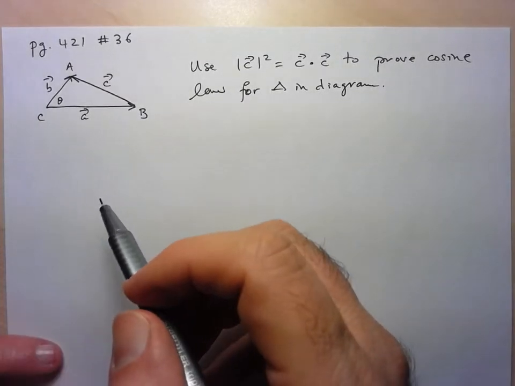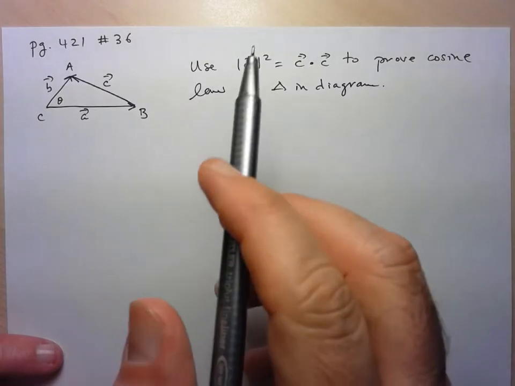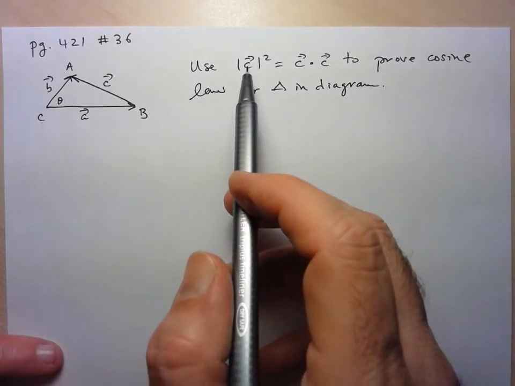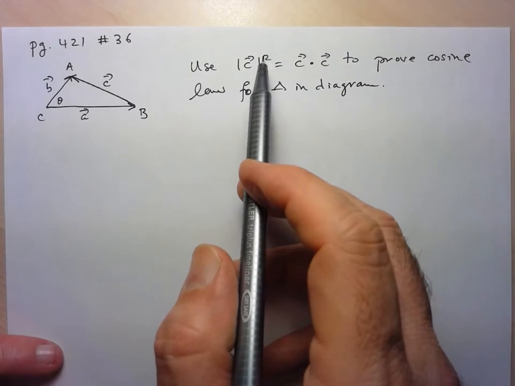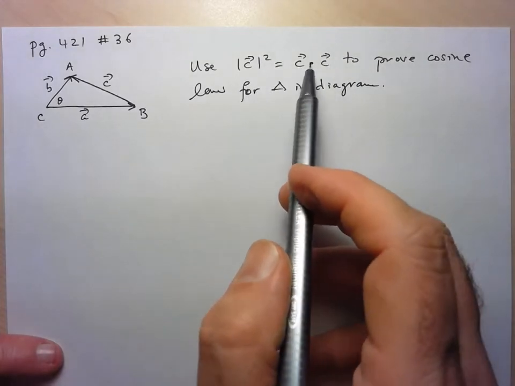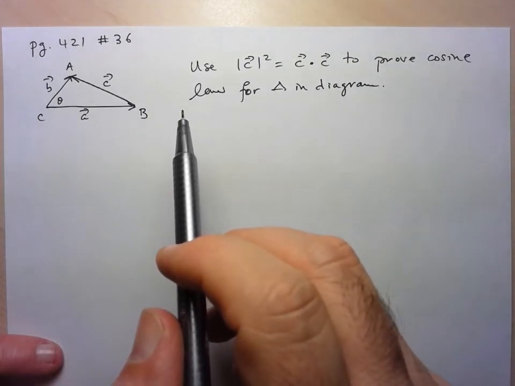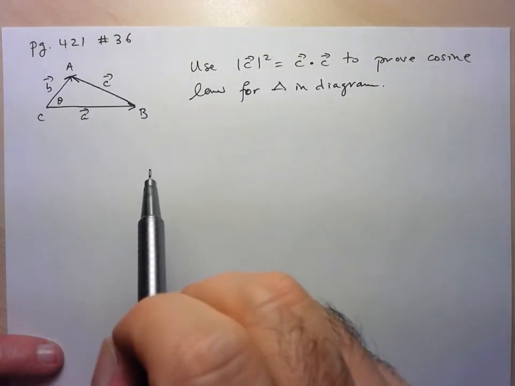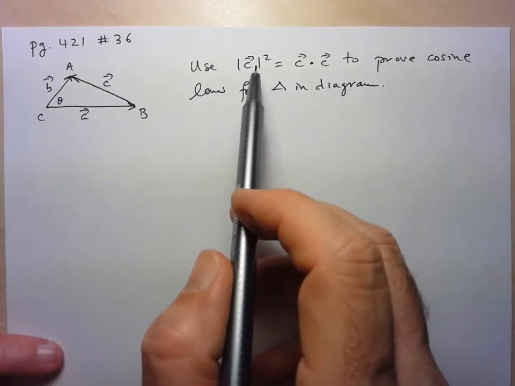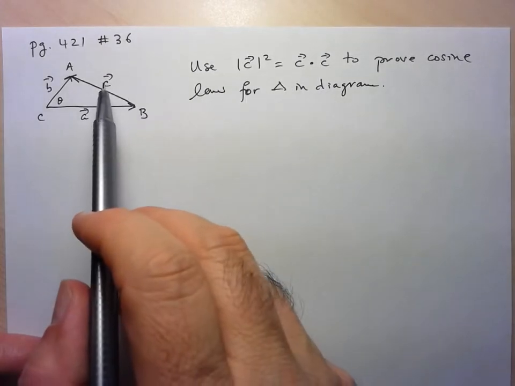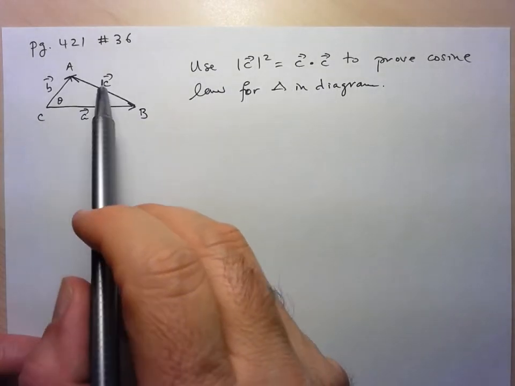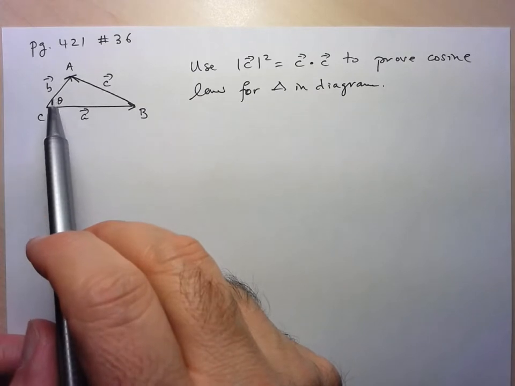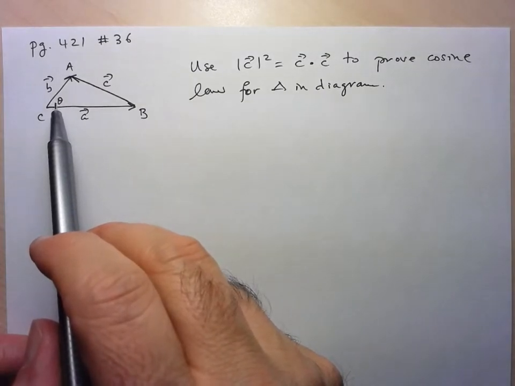Now they give us a hint. They tell us to use the fact that the magnitude of a vector squared is the same as the vector dotted with itself. Okay, so we have to figure out how to incorporate this. So I notice here, they're telling us to work with vector c, which sort of makes sense from my diagram since I'm trying to find this angle theta.